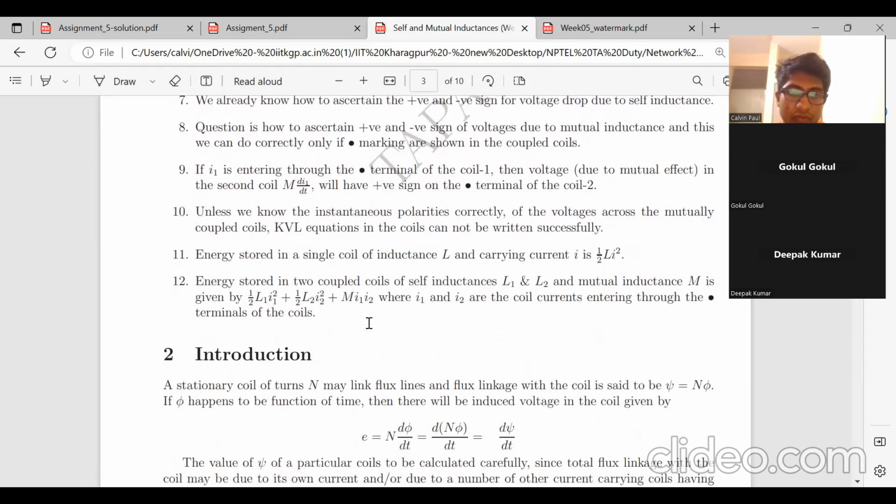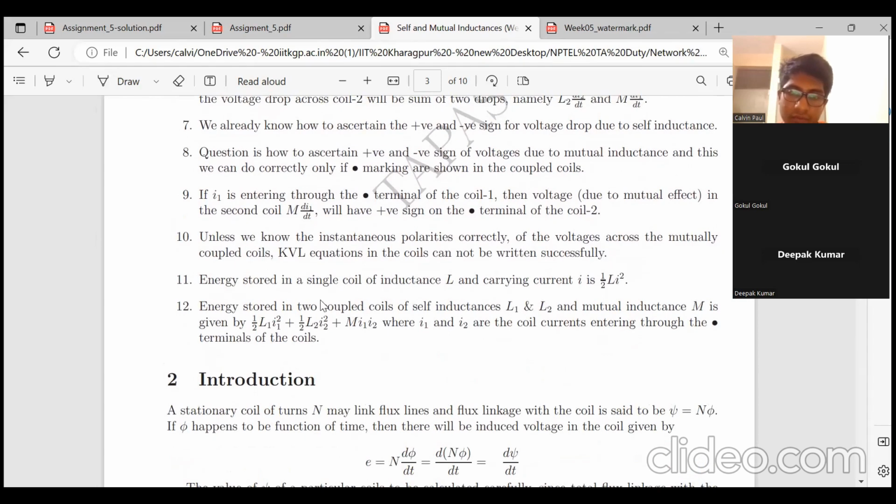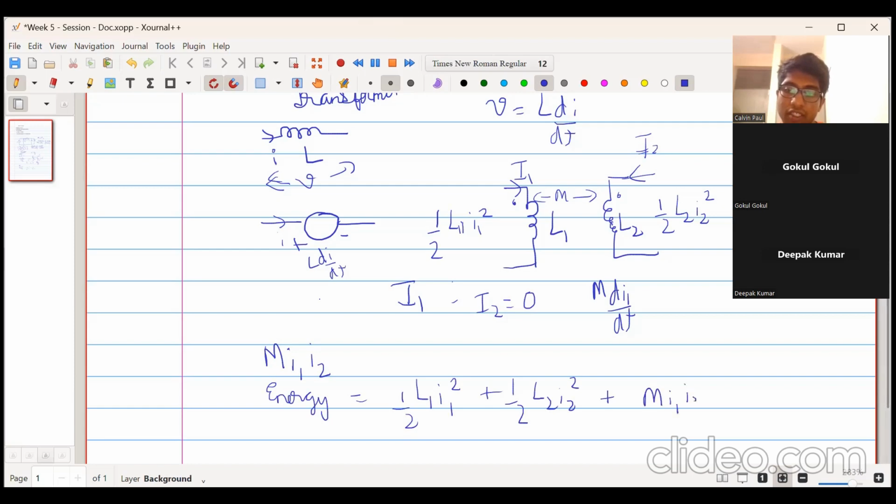Okay. Now, also we know that the energy stored in an inductor is given by half L i square. So the energy stored by this inductor is half L1 I1 square, and by this inductor is half L2 I2 square. But we must not forget that this energy is also stored in the magnetic flux which is linking both the coils. That energy stored is given by M into I1 into I2, and there's some derivation which proves this fact. So the total energy stored is half L1 I1 square plus half L2 I2 square plus M into I1 into I2. Okay.